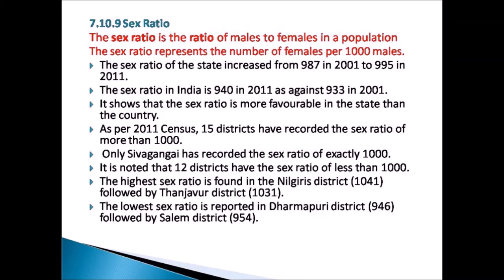Sex ratio. The sex ratio is the ratio of males to females in a population. The sex ratio represents the number of females per 1,000 males. The sex ratio of the state increased from 987 in 2001 to 995 in 2011. That is, as per the 2011 census, there were 995 females per 1,000 males in Tamil Nadu.